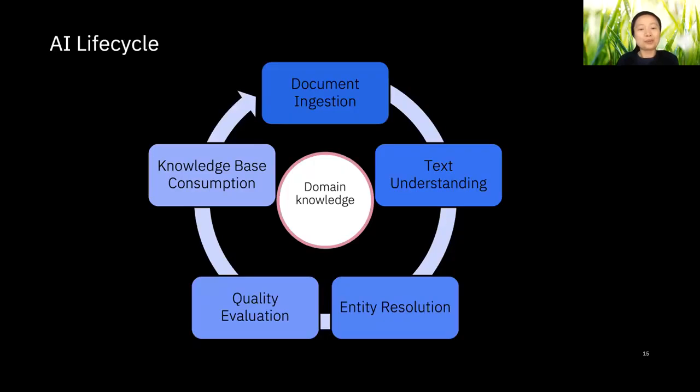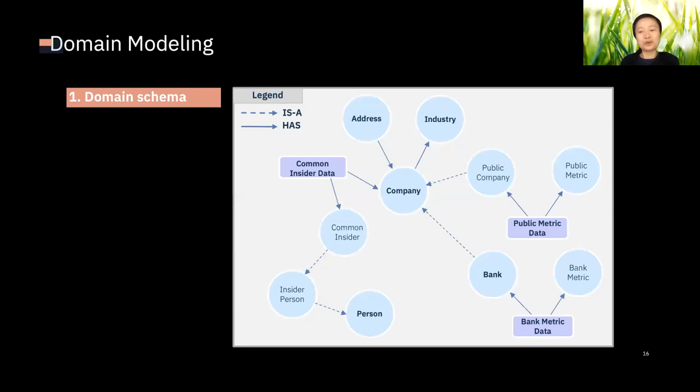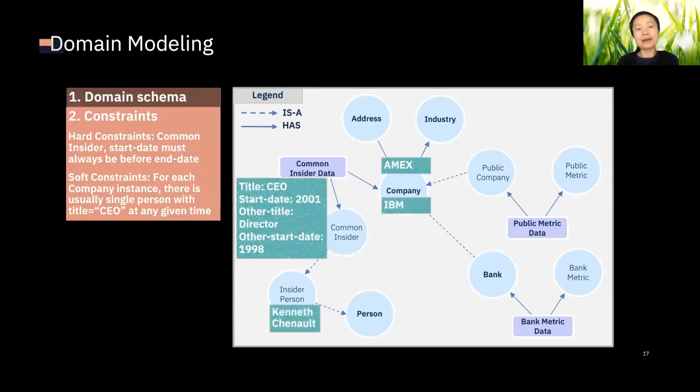So I talk about domain-specific knowledge-base creation, right? Then what do we define as domain knowledge? I'm going to give you a few different levels of domain modeling. The first level is the domain schema. When we create a knowledge base, we will understand what the key entities, relationships, and attributes of the entities are that matter. The second part is constraint.